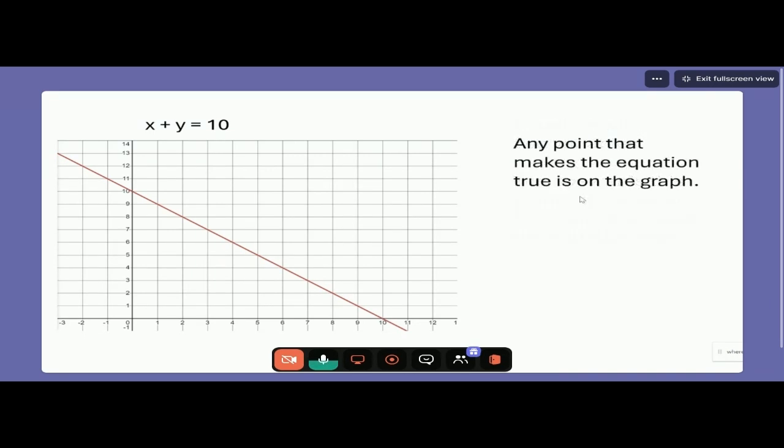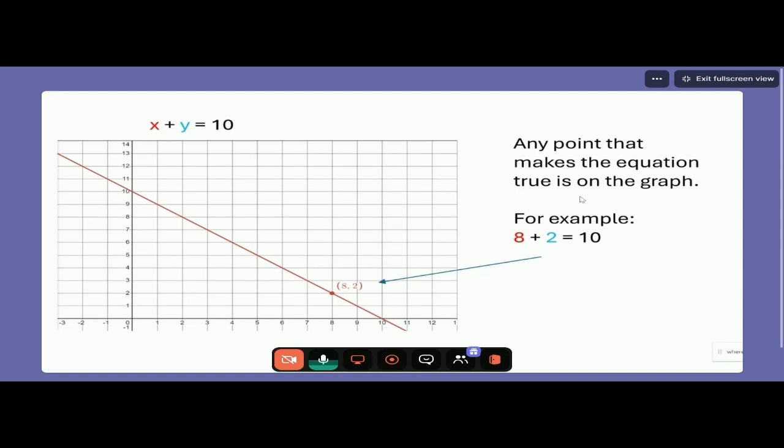Now, just to really drive this point home, this goes both ways. Any point that makes the equation true is on the graph. For example, 8 plus 2 makes the equation true, right? X is 8, y is 2, 8 plus 2 is 10. And sure enough, there it is on the graph, 8, 2. Or turn it around.